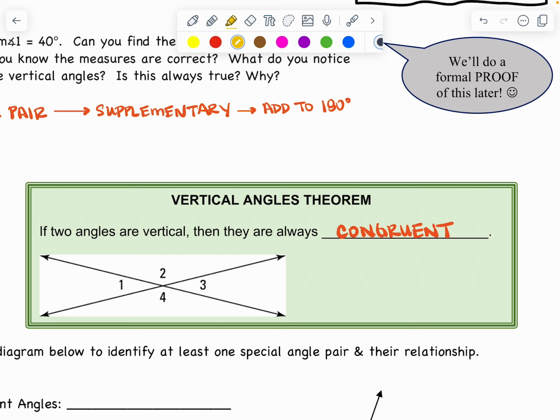That is called the vertical angles theorem. And yes, you must memorize the names of these theorems, or else you'll have to memorize all the wording of the theorems, either one. The vertical angles theorem.